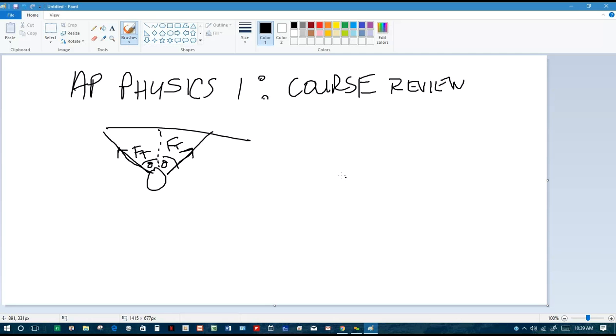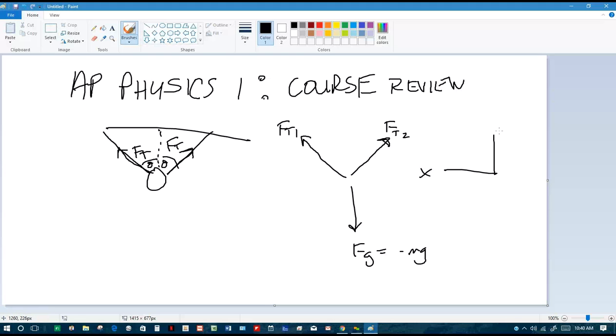From a more vector analysis standpoint, if this one was called FT1, and the force from the other rope is called FT2, there's still a weight force pulling down, which is negative mg. Independence of motion is this idea that horizontal forces cannot fight against vertical forces, and vertical forces cannot fight against horizontal forces. The x and y axes are perpendicular, or orthogonal. Any forces on one axis cannot have any effect on forces along the other axis. These are components.